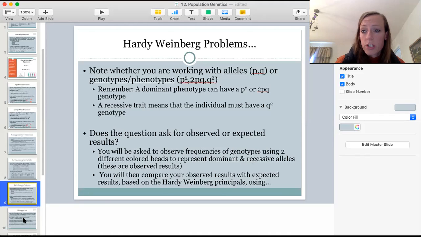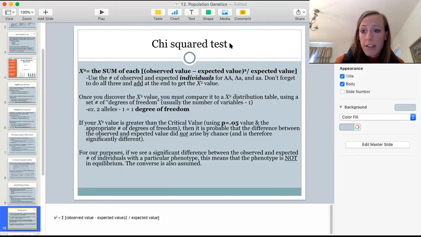And in order to compare those two, we're gonna use the chi-squared test, which I know we've used before during the course of the semester, but just as a rehash, chi-squared equals the sum of each of the observed values minus the expected values squared divided by the expected values, okay? So you're gonna use the observed as the number that you pull out with the beads, the expected as what we expect based on the Hardy-Weinberg calculations. And then don't forget to do all 3 and add them together to get your chi-squared value. So it's the sum, okay?